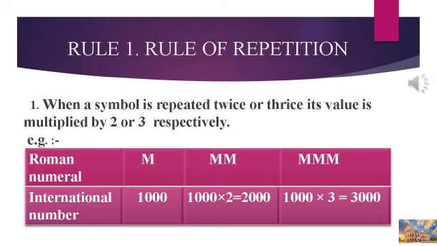First, when a symbol is repeated twice or thrice, its value is multiplied by 2 or 3 respectively. For example, Roman numeral M is equal to 1000. MM is equal to 1000 multiplied by 2 is equal to 2000. MMM is equal to 1000 multiplied by 3 is equal to 3000.